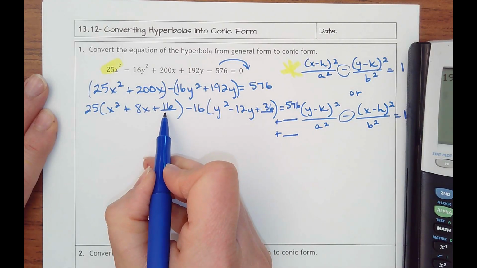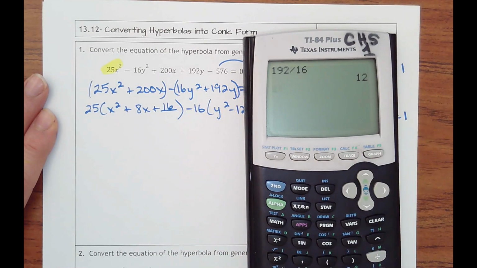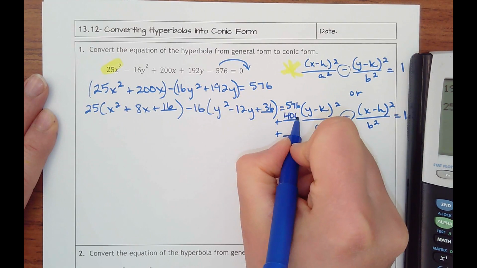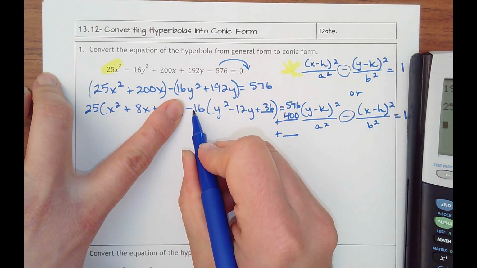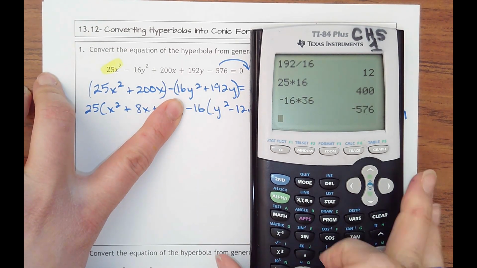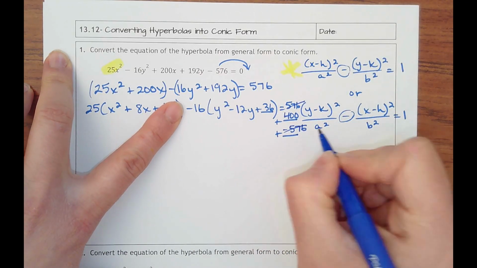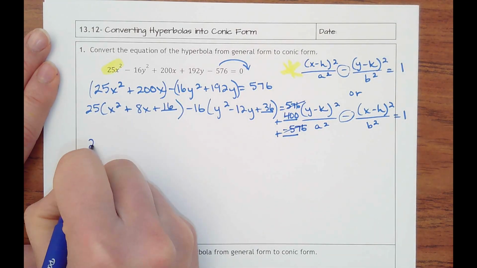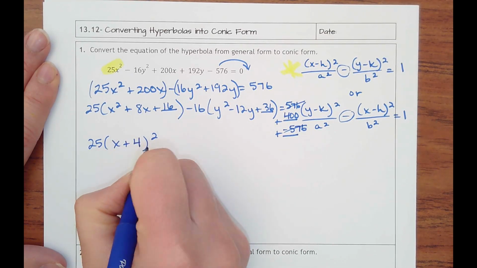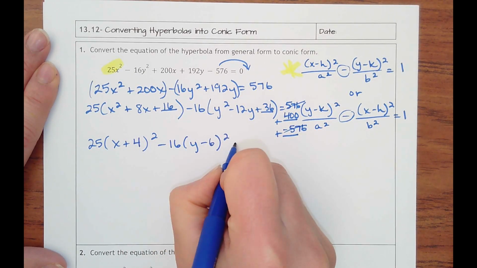Remember, I'm not really just adding a 16 here. It's whatever 25 times 16 is, which is 400. And I'm not really adding a 36 here. I'm adding whatever negative 16 times 36 is, which is negative 576. I like it because then positive and negative will cancel out. I have 25 times something squared. This would be x plus 4 quantity squared minus 16 times y minus 6 quantity squared equals 400.